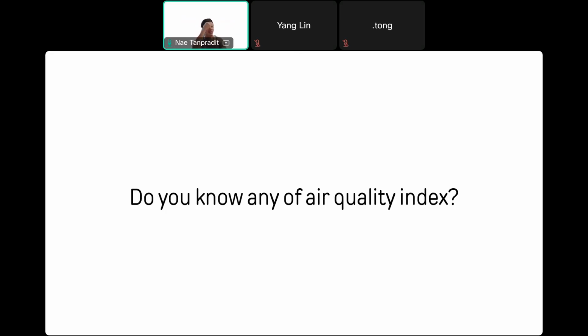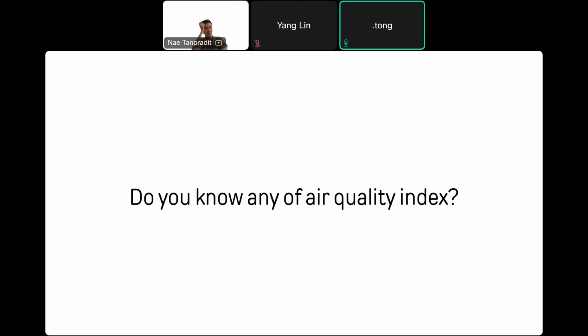For measuring the air quality, we have the AQI, or air quality index. Do you know about this? The AQI, have you ever heard about this before? Air quality index, or the index for measuring the quality of the air. You know it?